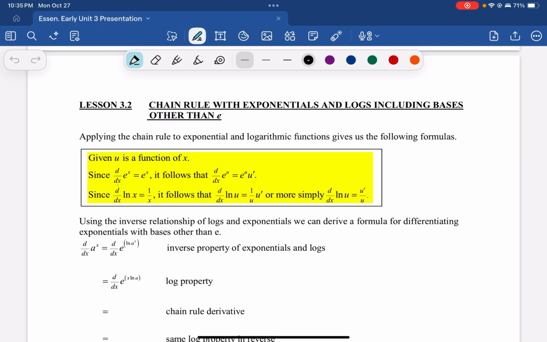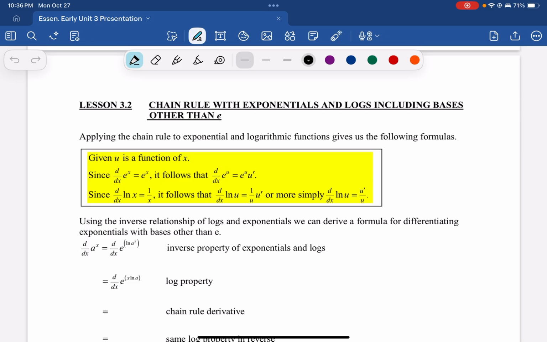Then since the derivative of e to the x equals e to the x, it follows that the derivative of e to the u equals e to the u times the derivative of u, right? So that's our chain rule. Also, since the derivative of the natural log of x equals 1 over x, if we take the derivative of the natural log of u, where u is a function of x, then it's equal to 1 over u times the derivative of u, or we can write it as u prime over u.